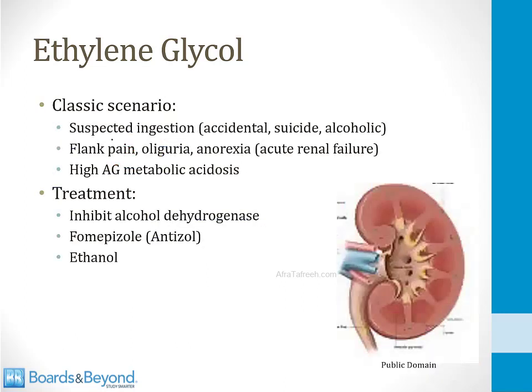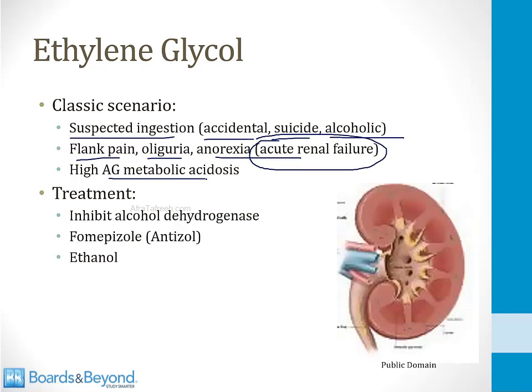So the classic scenario is going to be a patient with a suspected ingestion. Maybe it was accidental, maybe it was a suicide attempt, maybe it is an alcoholic looking for another source of alcohol. In this case, in contrast to methanol, the patient will present with flank pain, oliguria, and anorexia. These are all symptoms of acute renal failure, and then there will be a high anion gap metabolic acidosis. And the treatment of ethylene glycol poisoning is the same as for methanol. These are treatments aimed at inhibiting alcohol dehydrogenase. This includes fomepizole and ethanol, just like we talked about before for methanol.